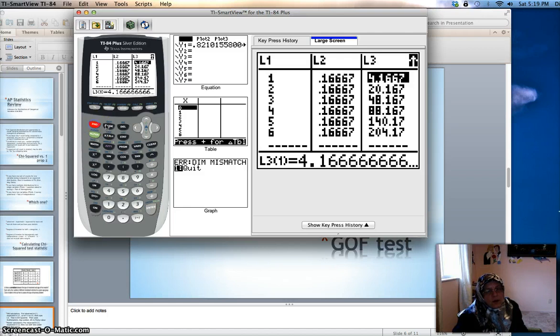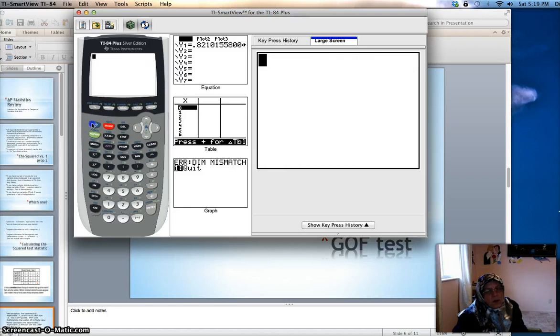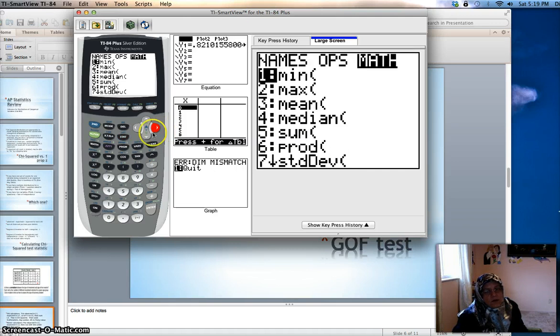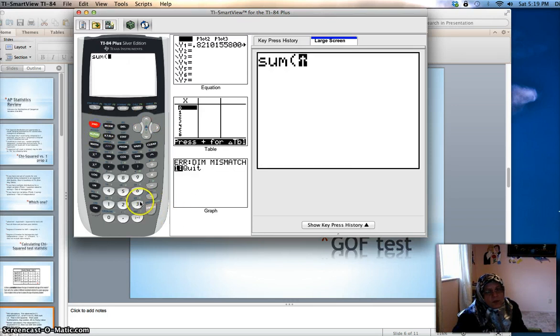Okay, then go back out to the main screen and go into stat math, second stat math. That's where the sum is. Whoops, went too far. And list 3. Okay, so there is my chi-squared test statistic.